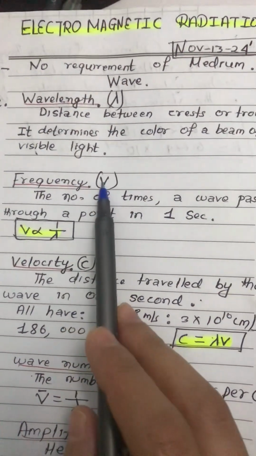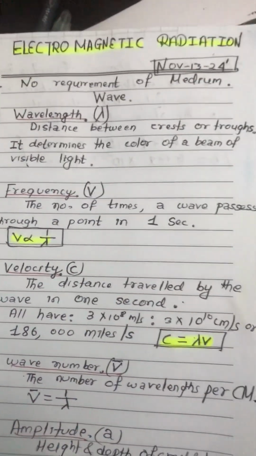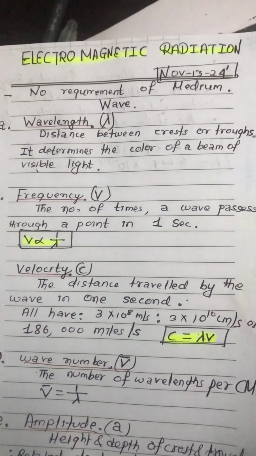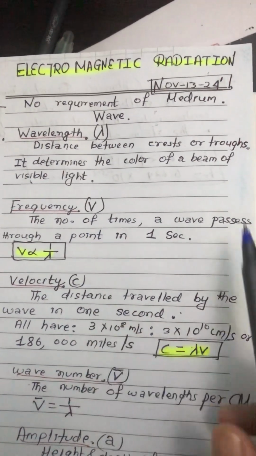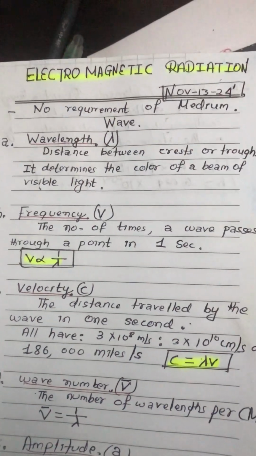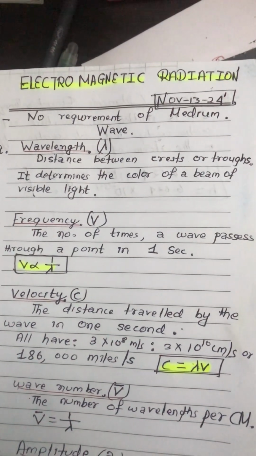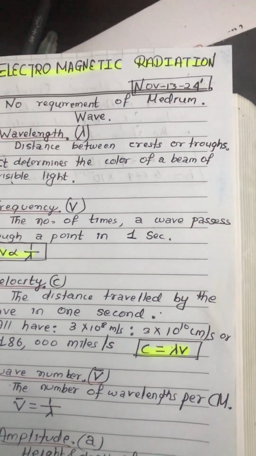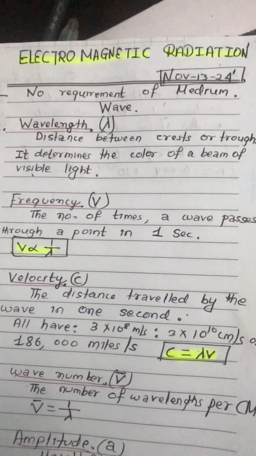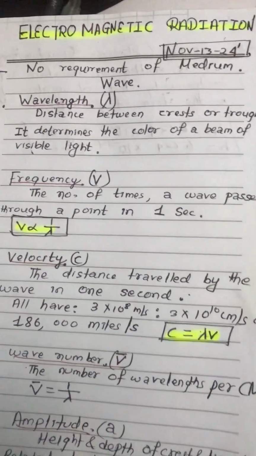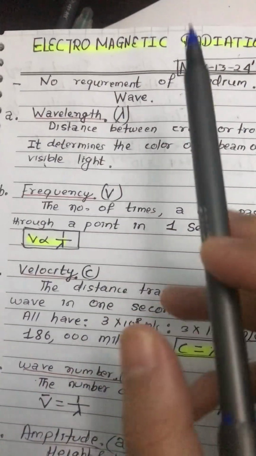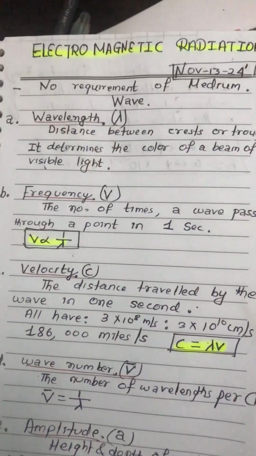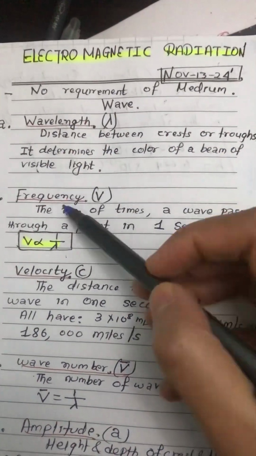Now the next is the frequency. Frequency is denoted as nu, or can be called v, just to not make it complex. The frequency is the number of times a wave passes through a point in 1 second. It is expressed in cycles per second, or hertz, in units. It is also related to the wavelength as the inverse. So if the wavelength is high, the frequency is going to be low. That's the inverse relation between these two.